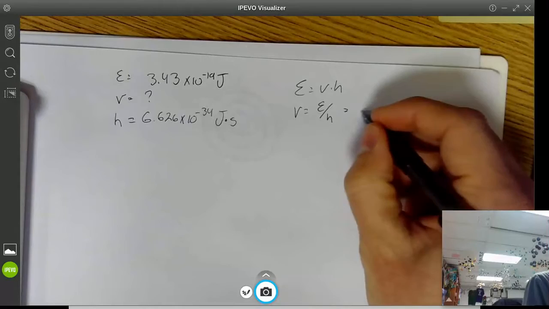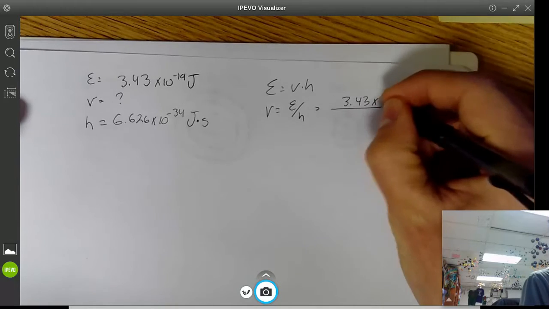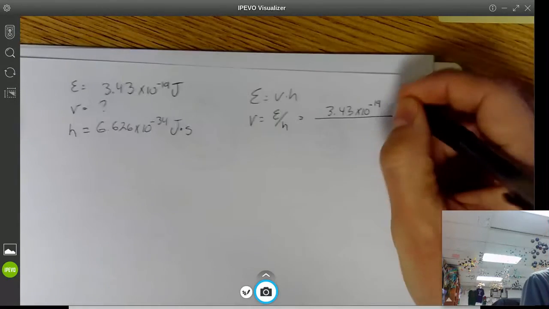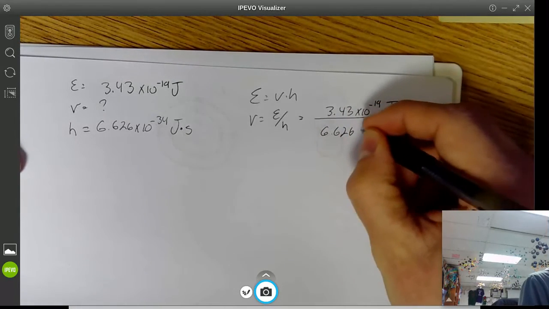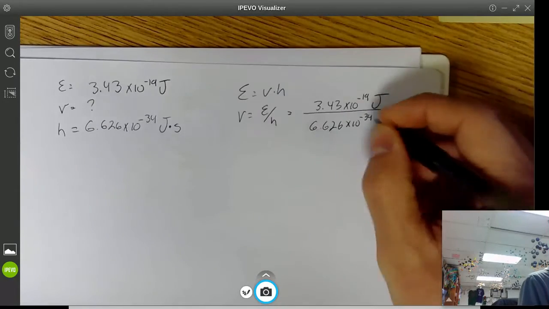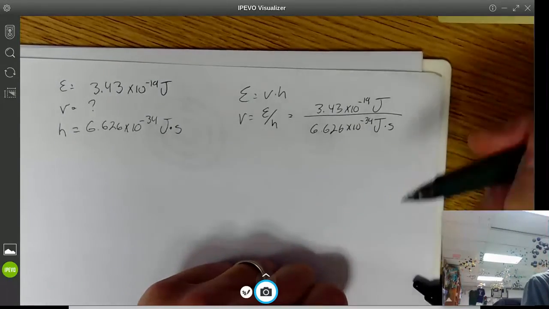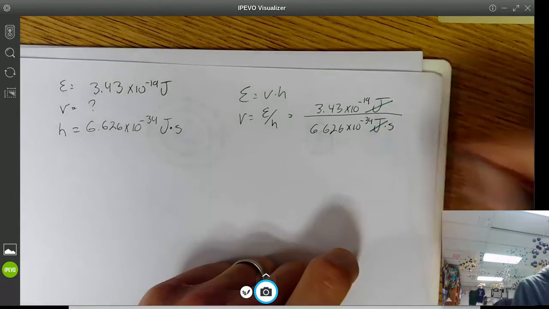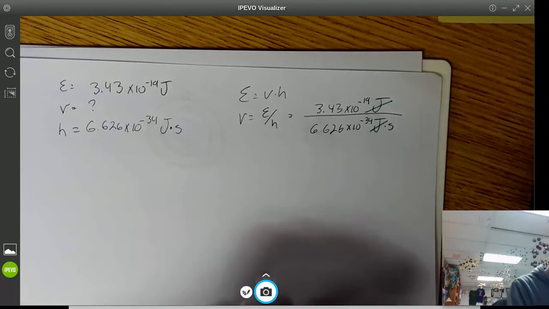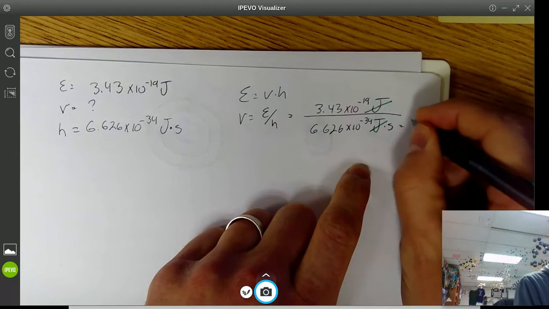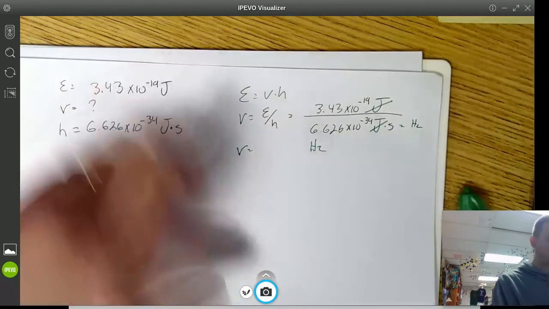And now we can chuck in our numbers, right? So my E is 3.43 times 10 to the negative 19th joules, okay? And then I have 6.626 times 10 to the negative 34th joules times seconds. And what I end up with is, cross out in a different color, joules are gone. I'm left with seconds, but seconds are on the bottom. This is not a second, it's a per second, which is good because that being on the bottom is equal to a hertz, right? And so we can calculate this in units of hertz, which is good, and that's what we want to do.